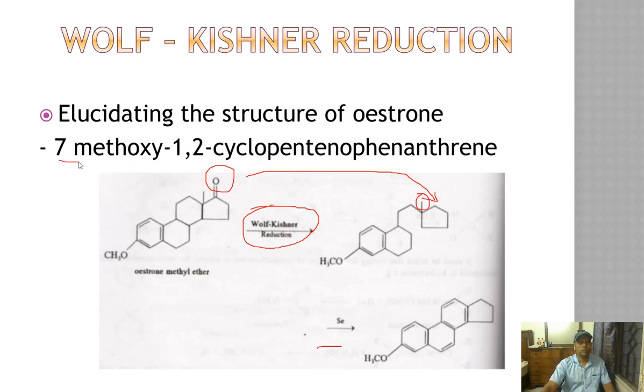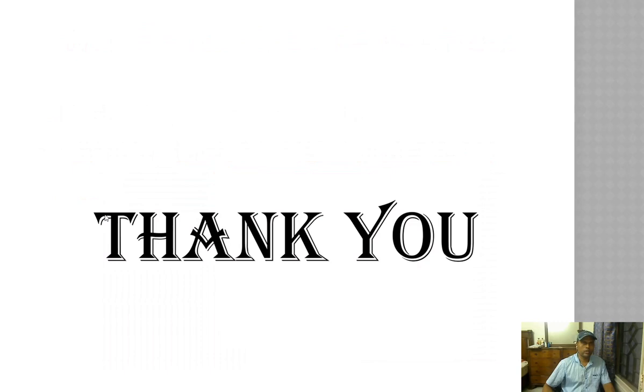This product is nothing but 7-methoxy 1,2-cyclopentanophenanthrene. Each time when you do the Wolff-Kishner reaction on this estrone product, and you get the same product, 7-methoxy 1,2-cyclopentanophenanthrene, then it is proved that it is an estrone product, what they have got from somewhere else. Right? That is, it is used in proving or determining a compound. Right? That is the use of this.